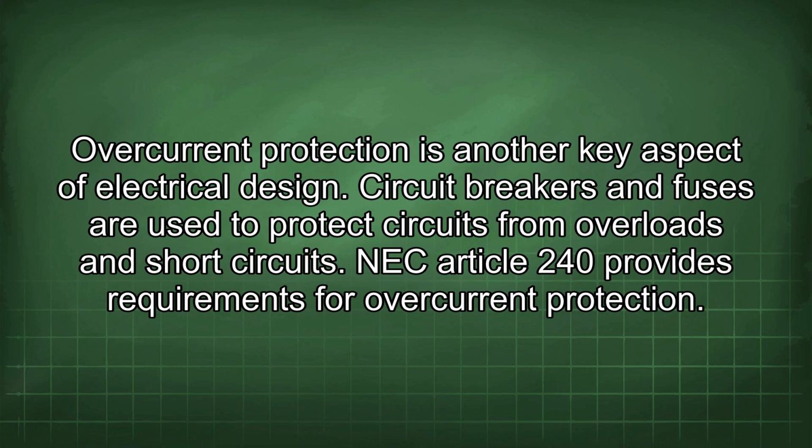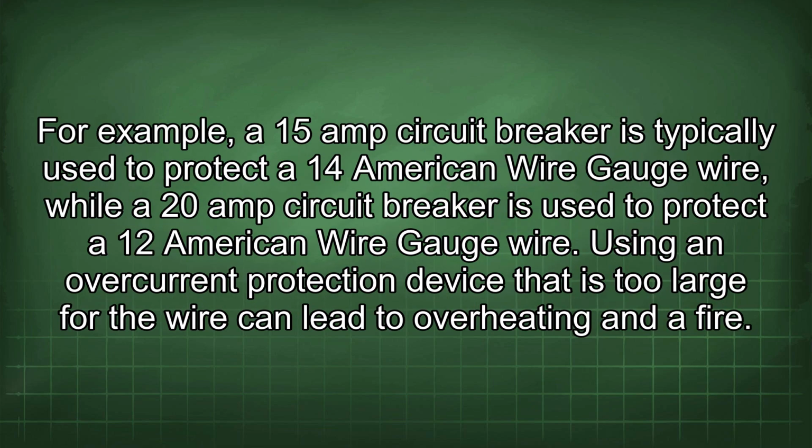Overcurrent protection is another key aspect of electrical design. Circuit breakers and fuses are used to protect circuits from overloads and short circuits. NEC Article 240 provides requirements for overcurrent protection. For example, a 15-amp circuit breaker is typically used to protect a 14 American wire gauge wire, while a 20-amp circuit breaker is used to protect a 12 American wire gauge wire. Using an overcurrent protection device that is too large for the wire can lead to overheating and a fire.